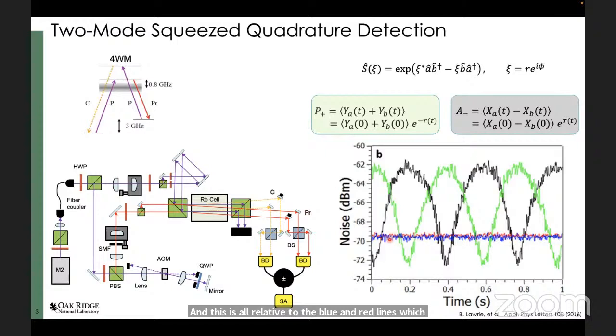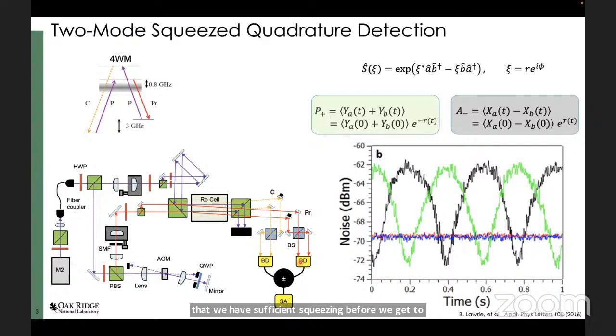And this is all relative to the blue and red lines, which are the shot noise limit. And this is great and all, but there's actually some other steps that we sort of skipped over that we should check. And we want to confirm that we have sufficient squeezing before we get to a more complicated measurement readout.